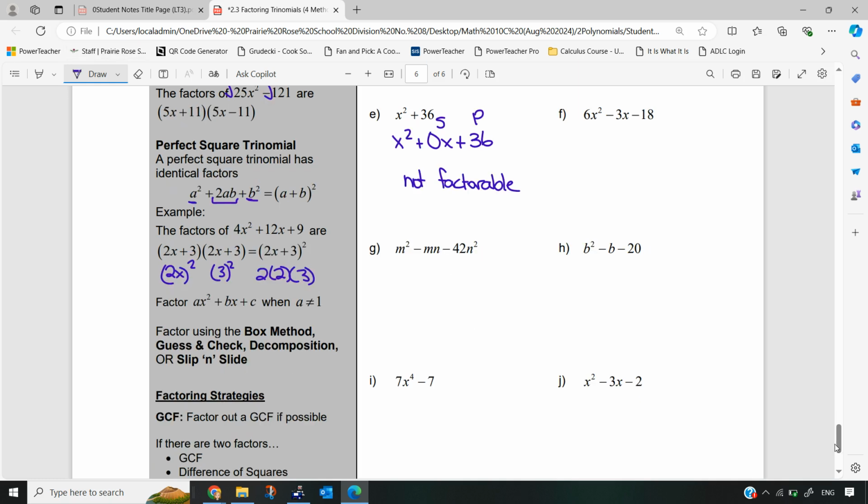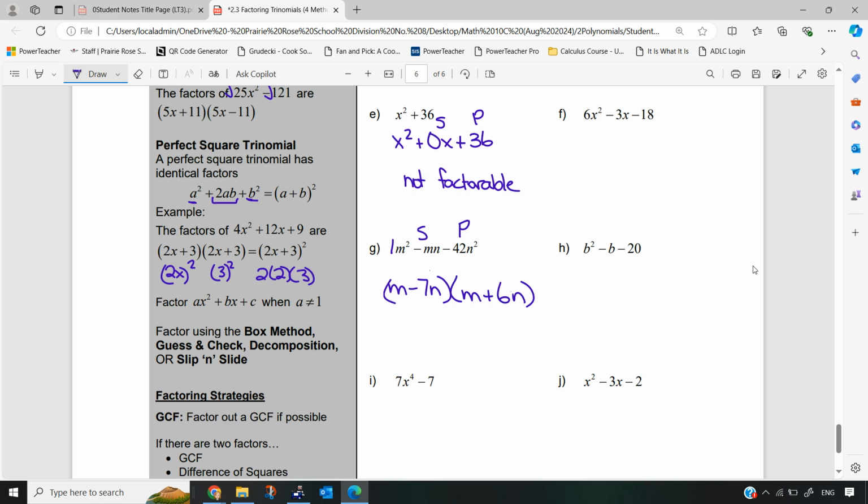Notice that this is a polynomial with a leading coefficient of 1, and I have both an m squared and an n squared. So I'm going to be looking for two numbers that have a product of negative 42 and a sum of negative 1. Negative product means opposite signs, and I want a negative sum. So my factors are going to be m minus 7n times m plus 6n. Notice that 7n and 6n will give me that n squared.